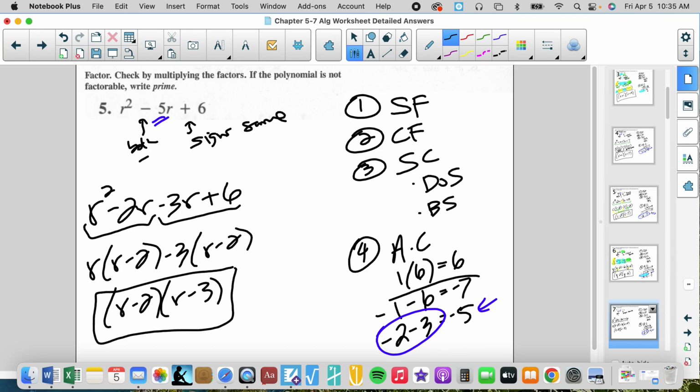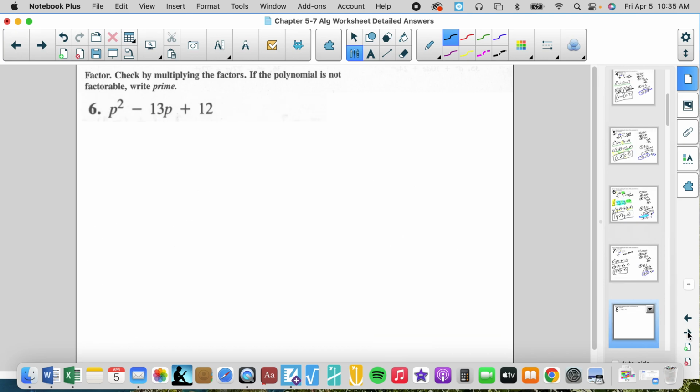And remember, we could always check. The way you check is you just multiply those two binomials. We should be able to multiply those two binomials super quick, and we can do it mentally because we've done them so much.